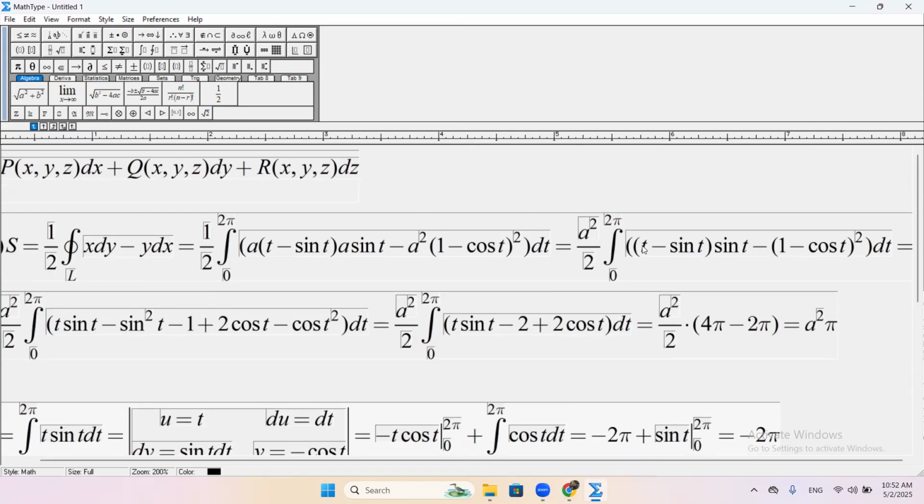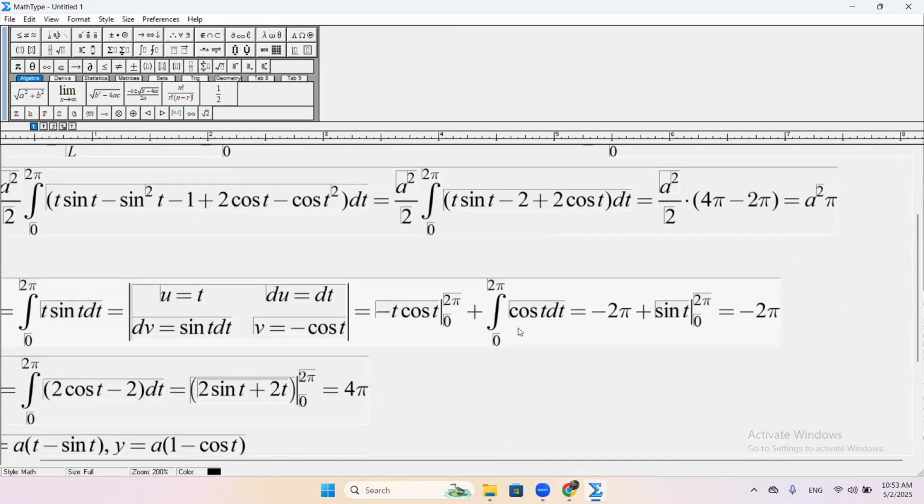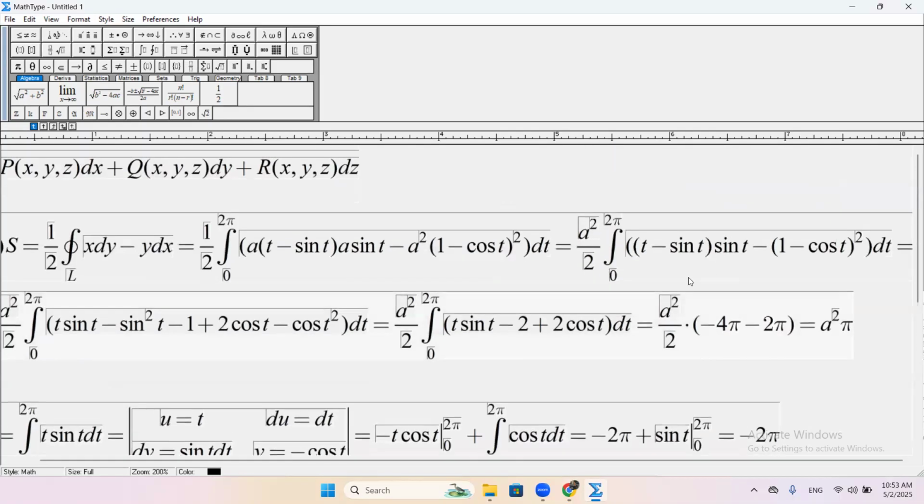So a moved away. So t sine of t minus sine square of t, then minus 1 plus 2 cosine of t minus cosine square of t. Minus, and it is even more interesting in this case, but why minus? Yes, minus, so we have minus 4π here. And how to deal with these minuses? It cannot be negative, actually. That's not okay. So again, we missed something.